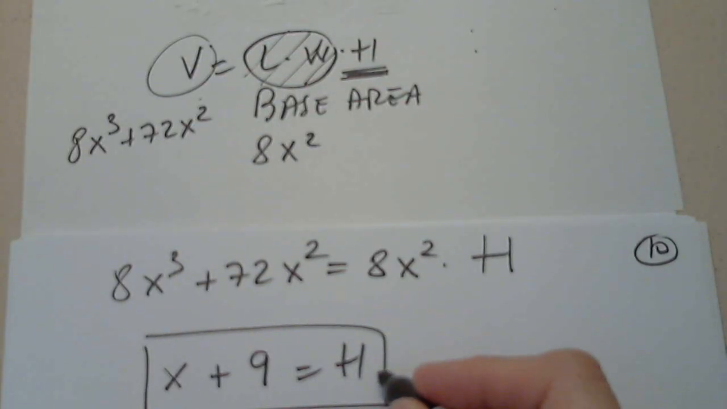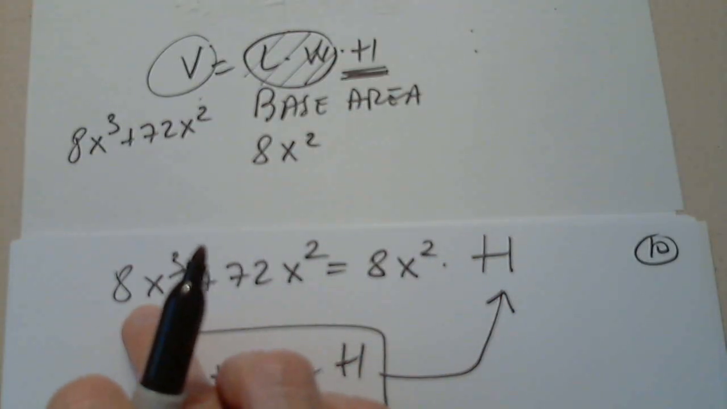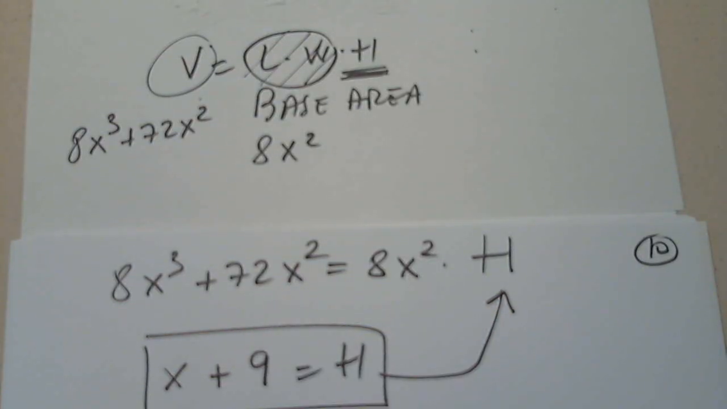If you want to check, plug it back in. 8x squared times x, 8 times x is 8x cubed. 8x squared times 9 is 72x squared.